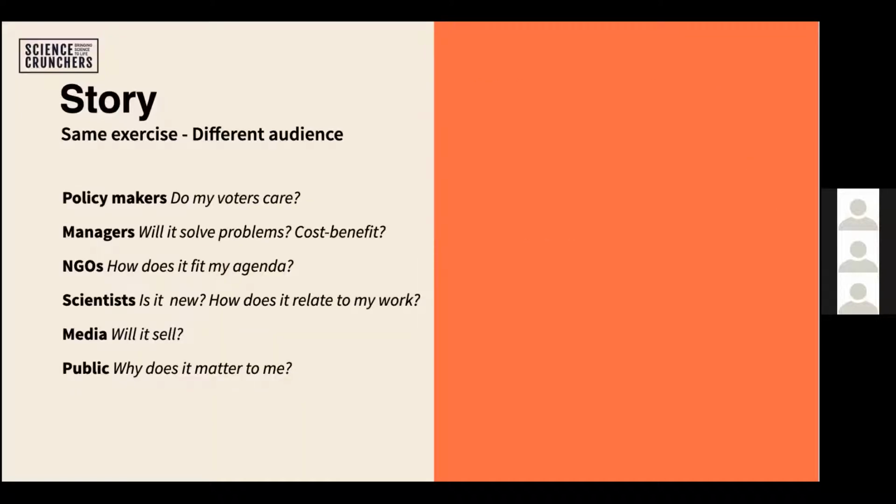The next exercise would be to tell this story, but focusing on a different audience, and thinking about the audiences that we labeled yesterday: the policymakers, managers, NGOs, scientists, media and public, and the different interests that they have, which will drive the way that they receive your message. You should change the way that you tell your story, or at least frame it, so that you trigger interest and emotions in the receiver.